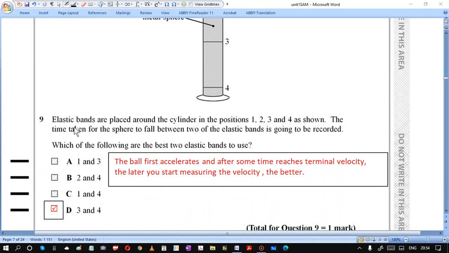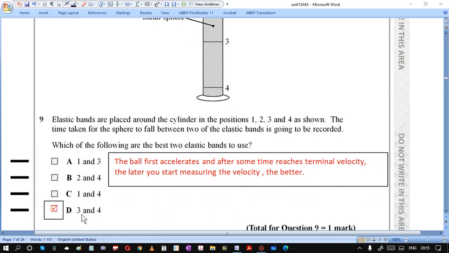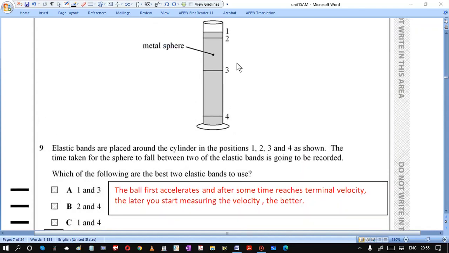Question 9. Elastic bands are placed around the cylinder in positions 1, 2, 3, 4 as shown. The time taken for the sphere to fall between two of the elastic bands is going to be recorded. Which of the following are the best two elastic bands to use? 3 and 4 is the best because it is more likely that the sphere will reach terminal speed after 3. And we are going to measure this terminal speed to find theta.